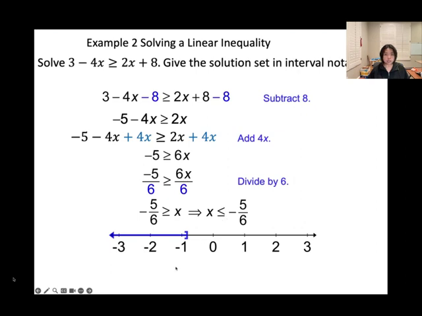Okay, what is your interval notation? Always start from the left to the right. So to the left here, that will be parenthesis negative infinity until negative 5 over 6 bracket.